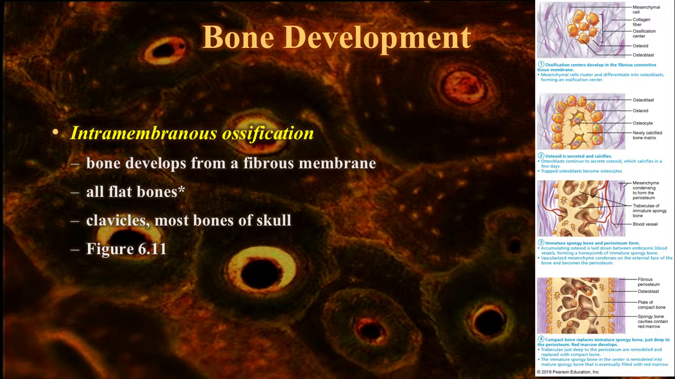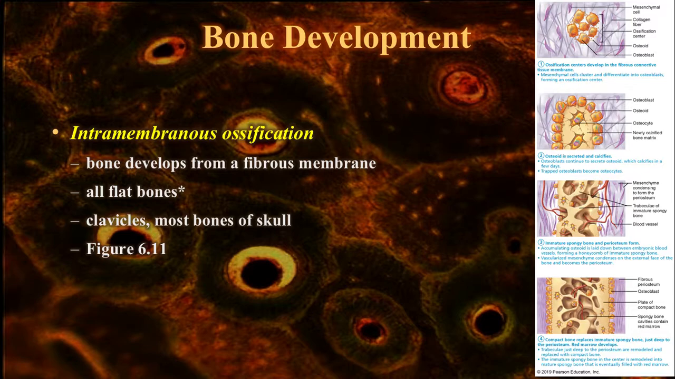So there's two different ways that bone can come into an area. This first one is the more simple way. It's called intramembranous ossification. So ossification is bone formation. Okay, so ossify is to form bone. And this is intramembranous. So the bone is going to develop inside of a fibrous membrane.